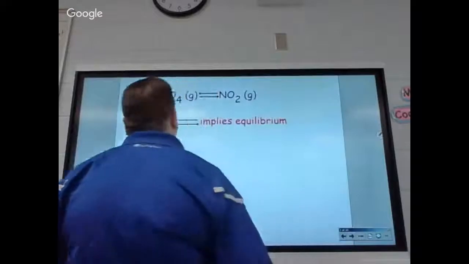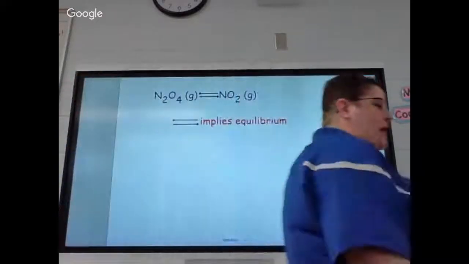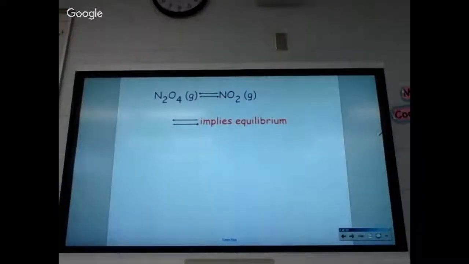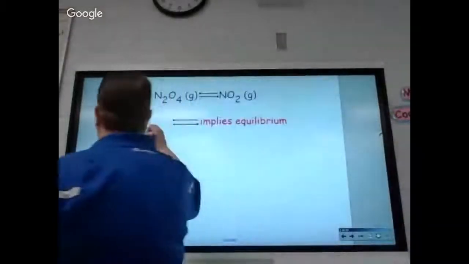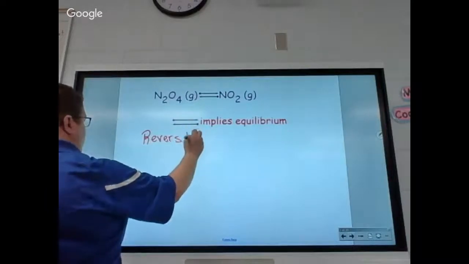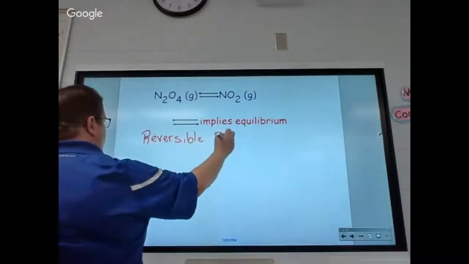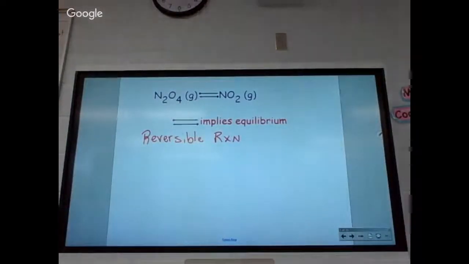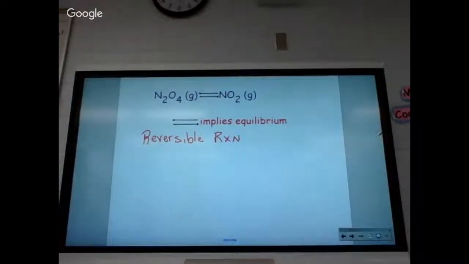All right, so we got that. Now, notice the arrows that I put on the board. We talked about this way back, I don't remember when, when we did the symbols of balanced equations. And I told you these were reversible. These arrows mean reversible reaction.